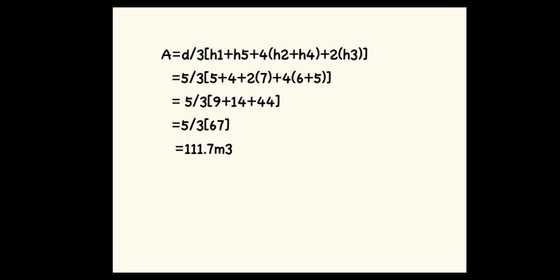So you go first to multiply the 2 times 7 and 6 plus 5 and 5 plus 4. So 5 plus 4 is equal to 9. 2 times 7 is equal to 14. 6 plus 5 is 11. 11 times 4 is equal to 44. So you add this: 9 plus 14 plus 44 is equal to 67. So 5 over 3 times 67 is equal to 111.77 meter cube.